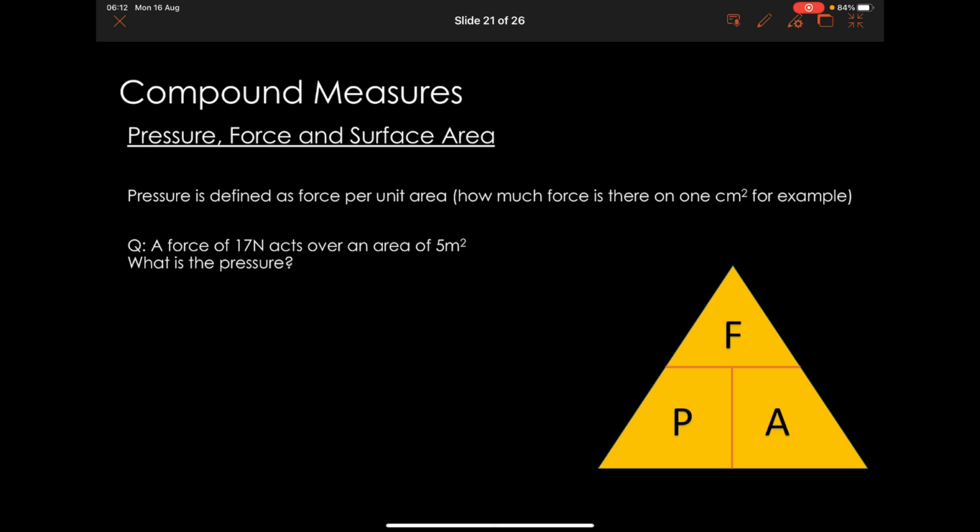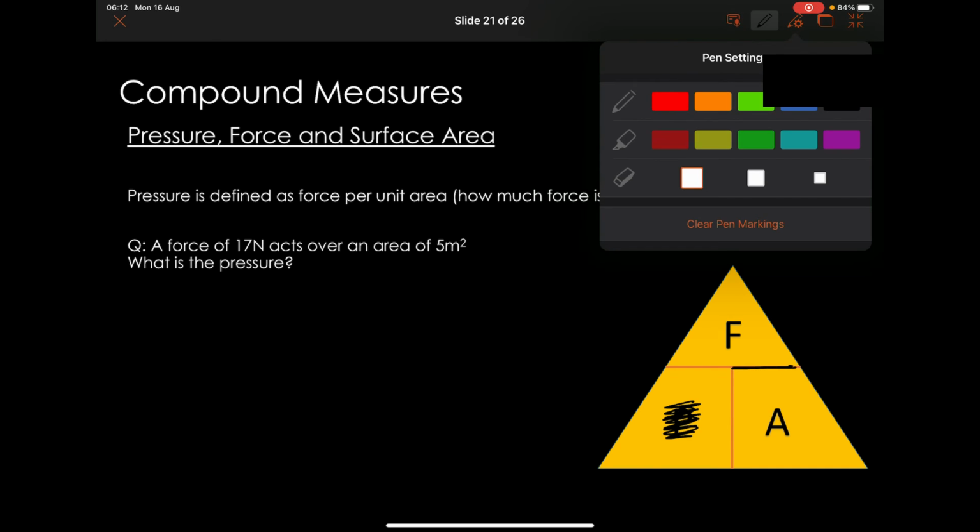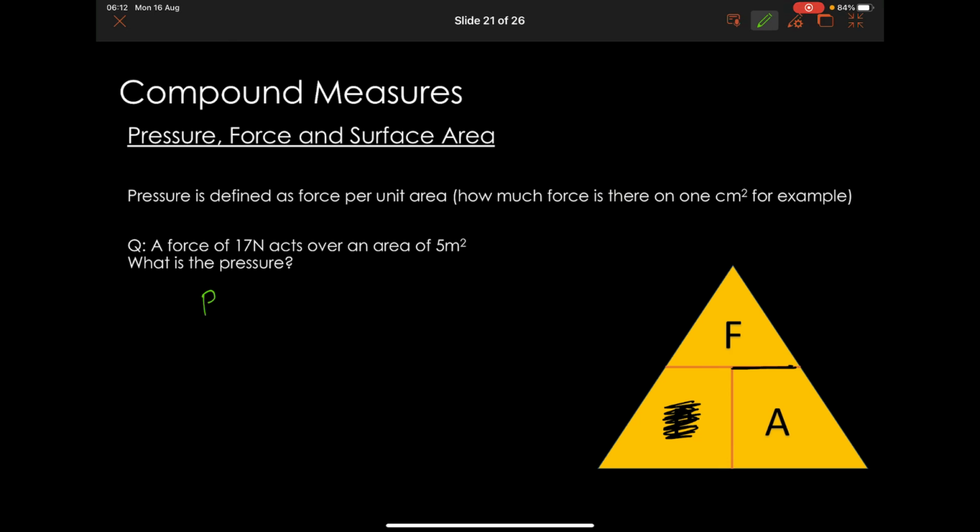Alright, so here is a question. You're just going to use exactly the same method as we did before. A force of 17 newtons acts over an area of 5 meters squared. What is the pressure? I've only got one example of this because it's not too difficult. If we're trying to work out pressure, we cover it over, and we're left with force over area. So pressure equals force over area.